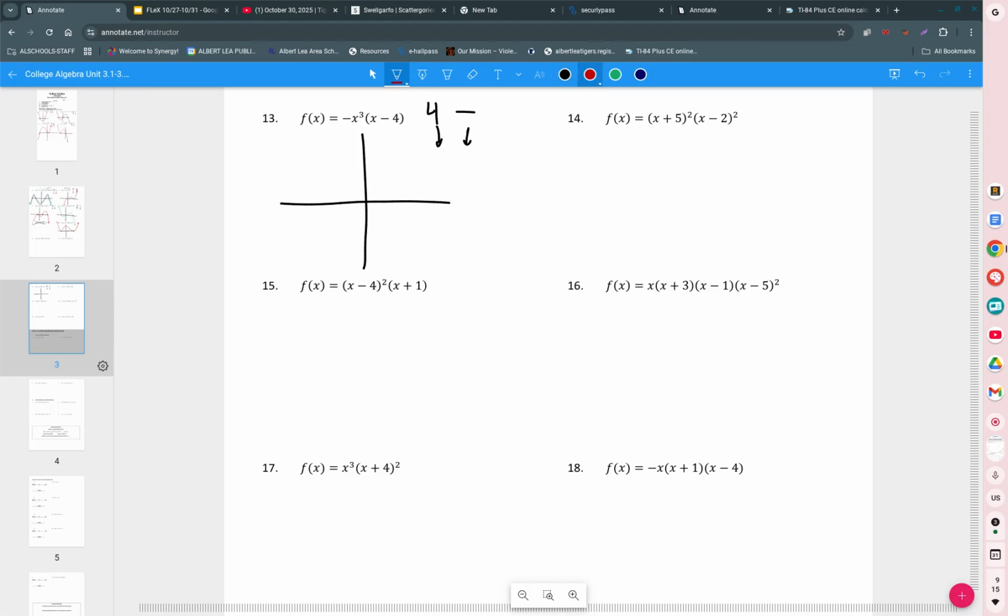Notice that this one passes through 4, and it passes through 0, and 0 is a triple root. Go ahead, given that information, see if you can draw the graph that's a fourth degree polynomial, starts down, finishes down, triple root at 0, and then passes through 4. See what you can come up with for that.